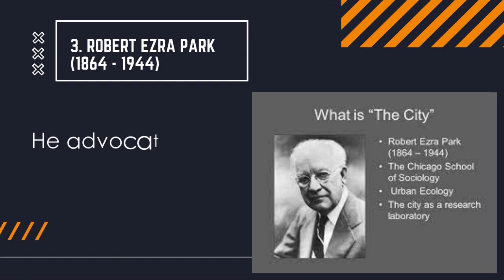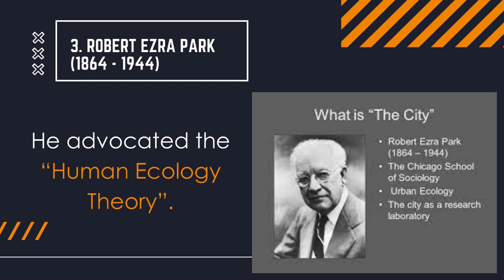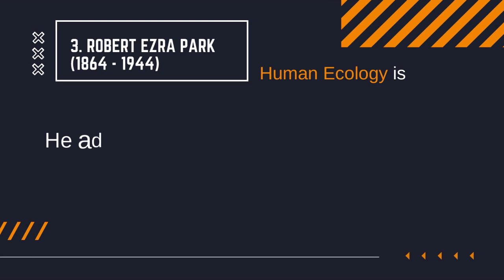Sigmund Freud biography, N.D. Next is number 3. Robert Ezra Park, 1864-1944. Park is a strong advocate of the scientific method in explaining criminality, but he is a sociologist. He advocated the human ecology theory. Human ecology is the study of the interrelationship of people and their environment.